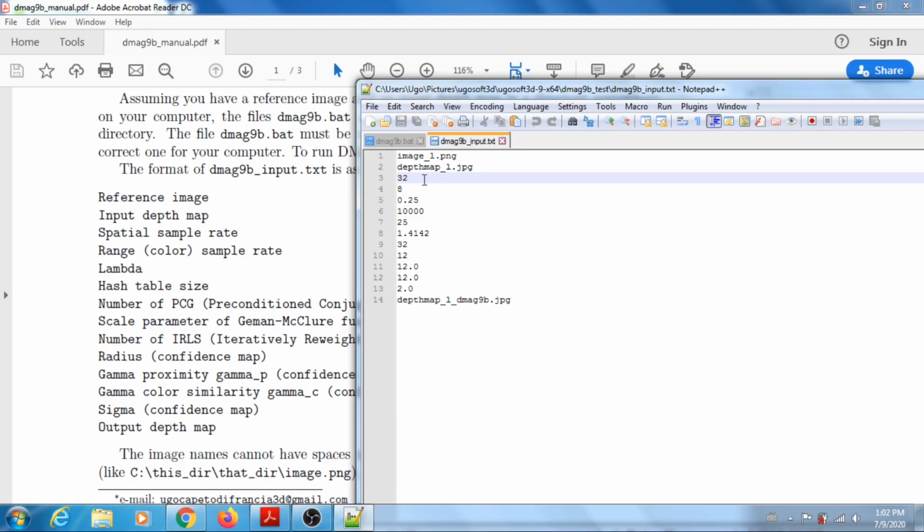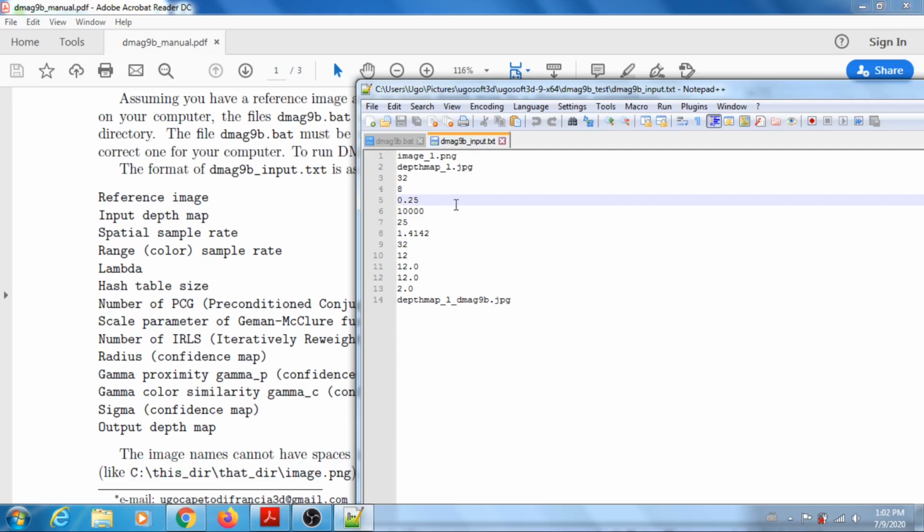Also, this number, the spatial sample, depends on the size of the image. Here, my image, I think it's 1600 pixels wide. So I think 32 is okay, but you can go down to 16, you can go down to 8. The color rate, those two parameters, I think we're going to play around with them and see what impact they have. Then the output depth map.